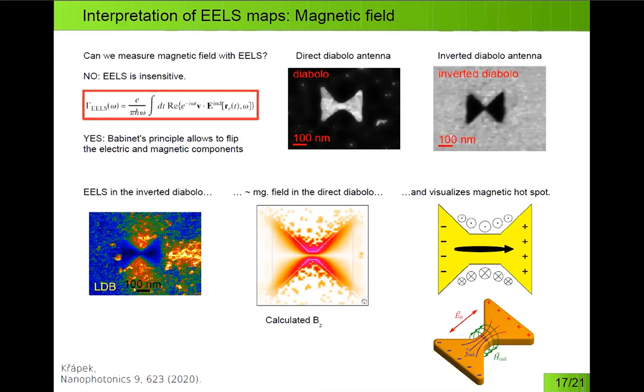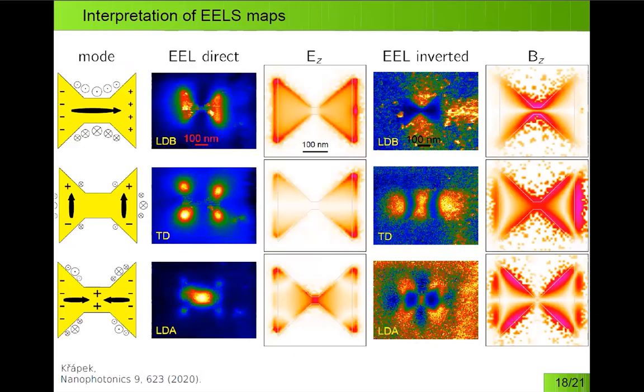And you can see the nodal plane just along the longitudinal axis of the antenna. And this nodal plane is also present in the experimental loss probability map. So we are actually able to visualize the magnetic field, and we observe the magnetic field hotspot just around the bridge. Well, and now we can repeat the process for other modes just by setting the right energy for this mapping, and we are able to observe the electric and magnetic field for all three modes that we were able to resolve in our experiment.